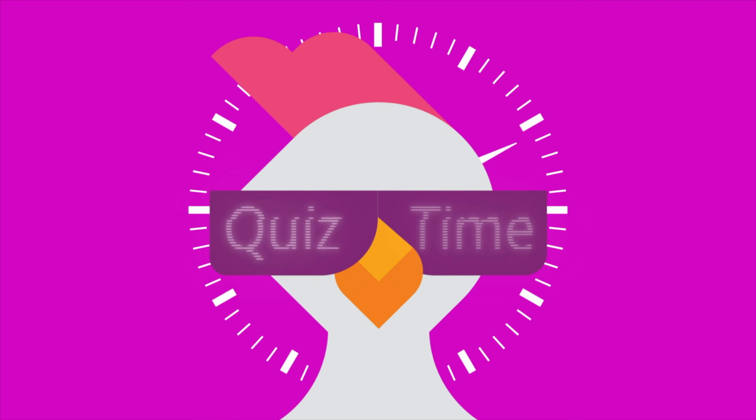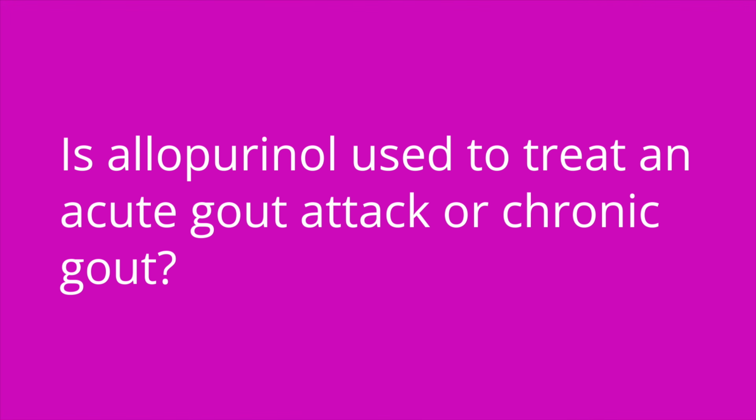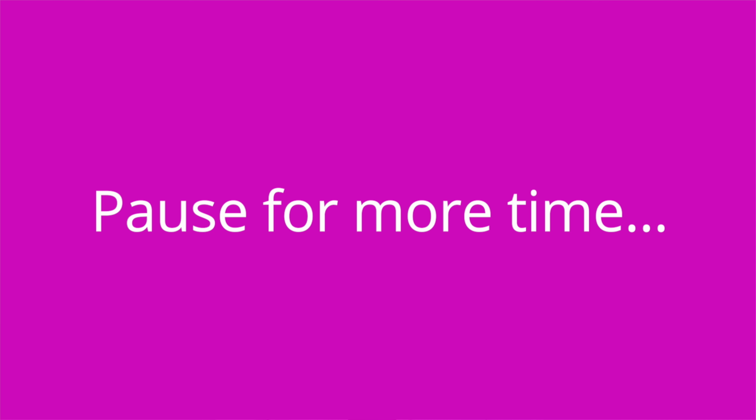All right, it's quiz time, and I have 3 questions for you. Question number 1, is allopurinol used to treat an acute gout attack or chronic gout? The answer is chronic gout. Colchicine is a different gout medication that is used to treat an acute gout attack.